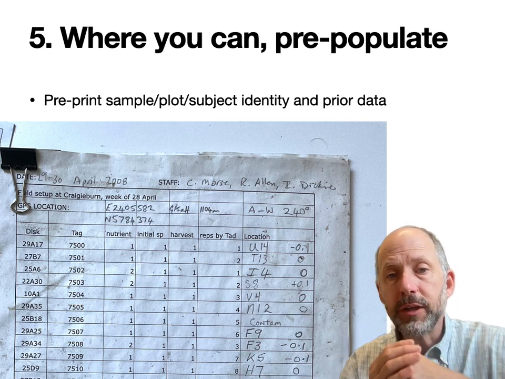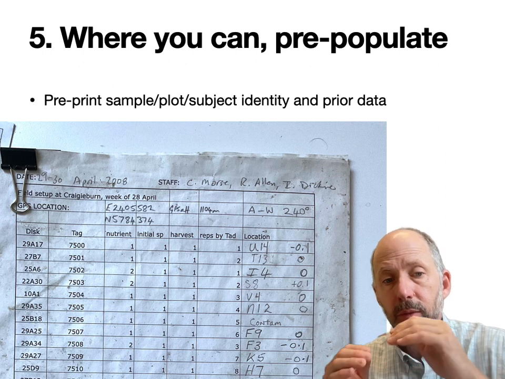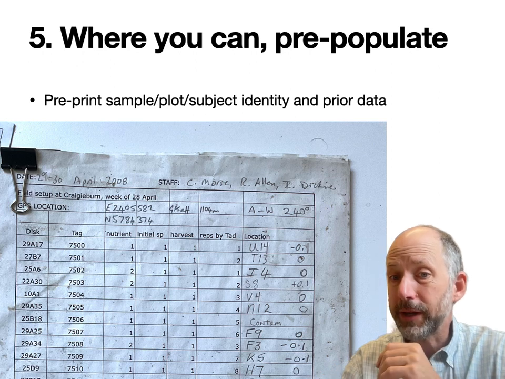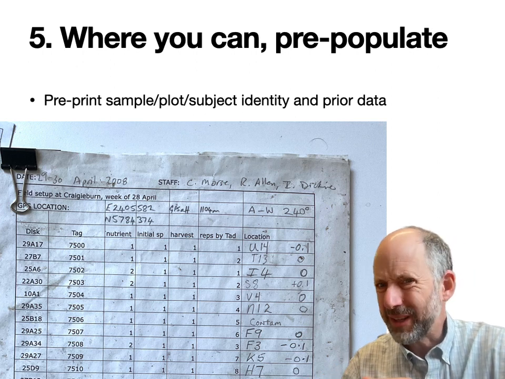Now, having a pre-printed sheet like this meant that if we messed up and recorded information in the wrong cell, we would pick it up later because we would say, oh, wait, we've already got something here.